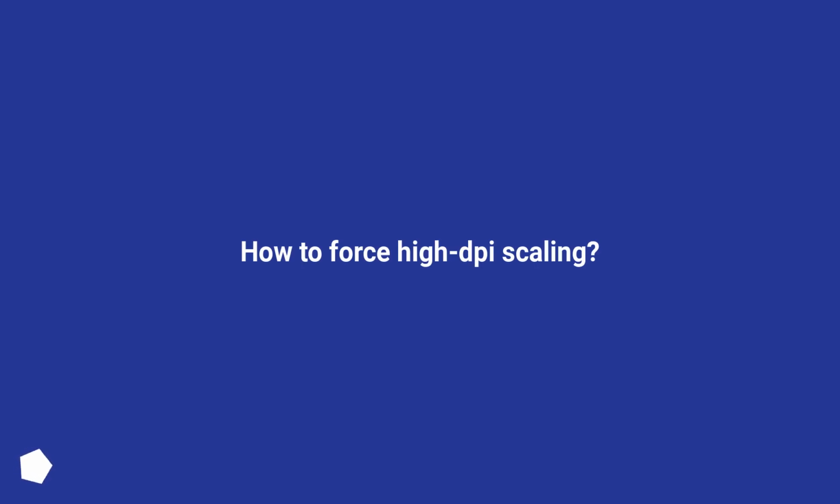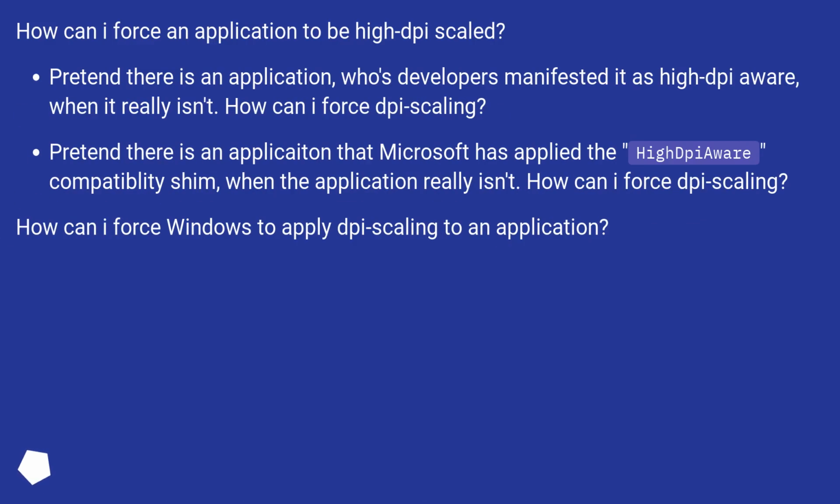How to force high-DPI scaling? How can I force an application to be high-DPI scaled? Pretend there is an application whose developers manifested it as high-DPI aware when it really isn't. How can I force DPI scaling?